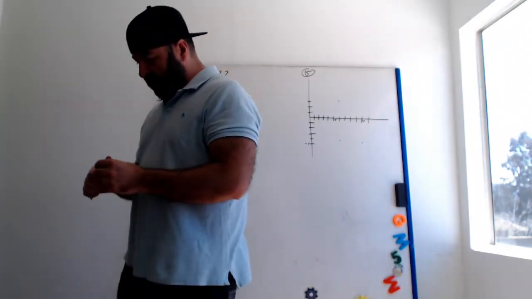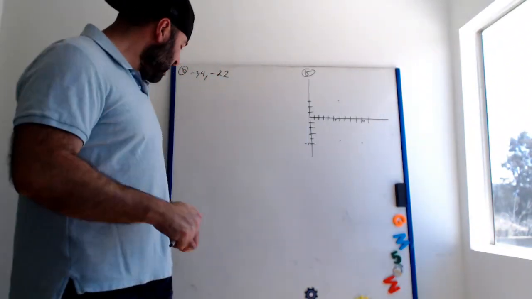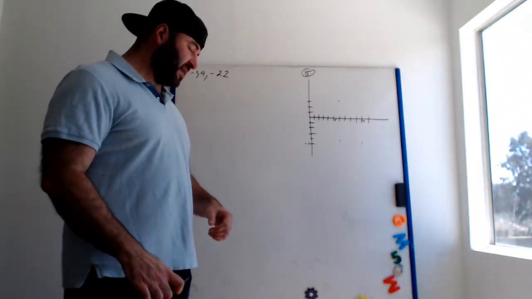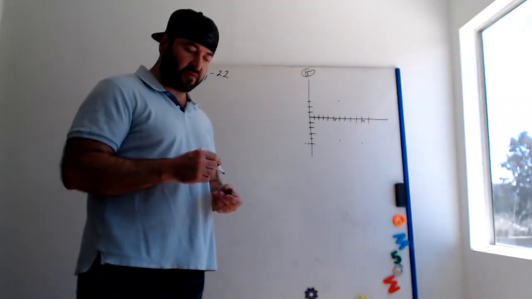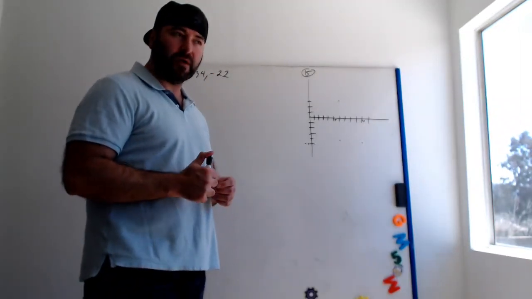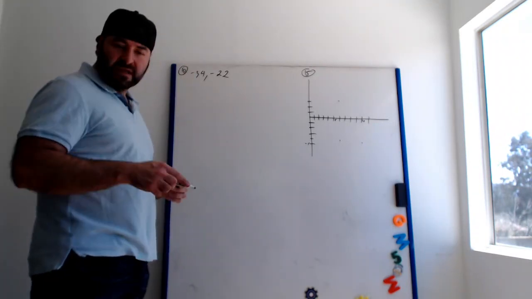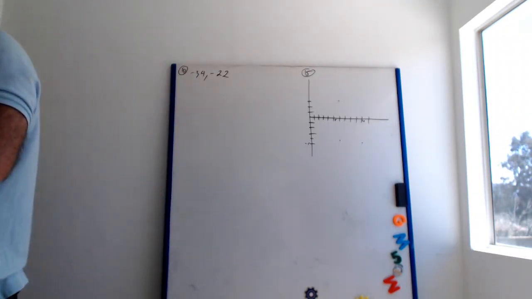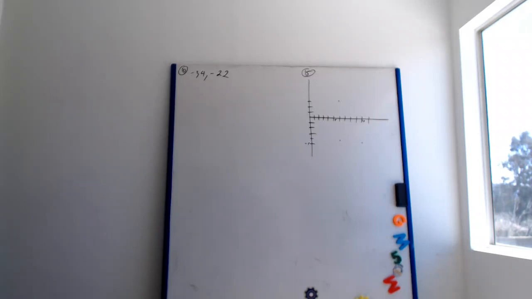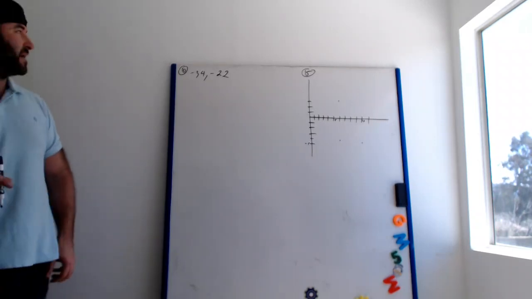The questions I was asked to go over are 10, 15, 19, and 25. Those are the 4 problems I'm going to be covering today. Let's go over number 10. I believe the instructions are to find the halfway point between the 2 points.